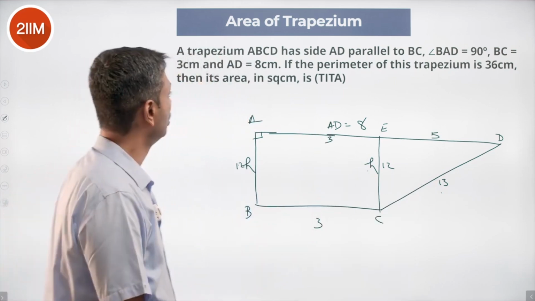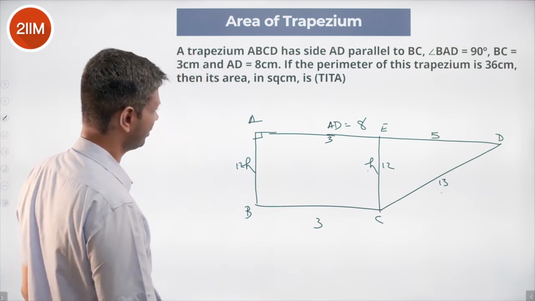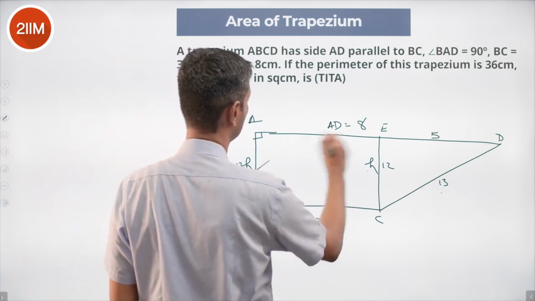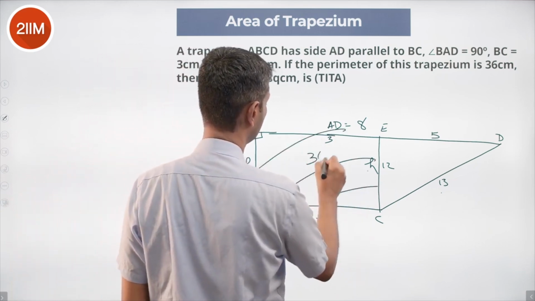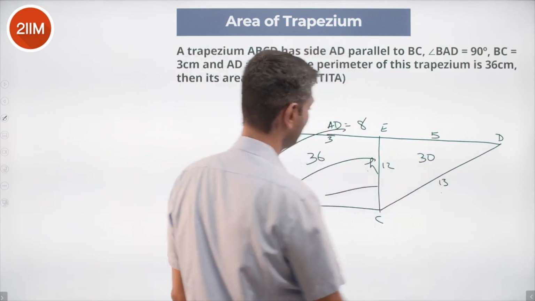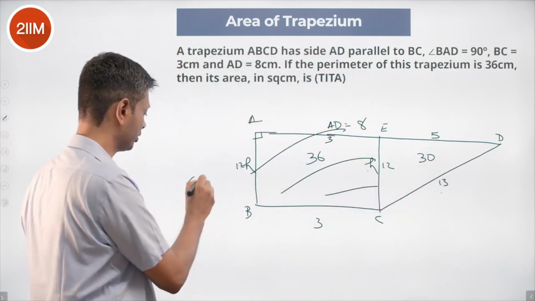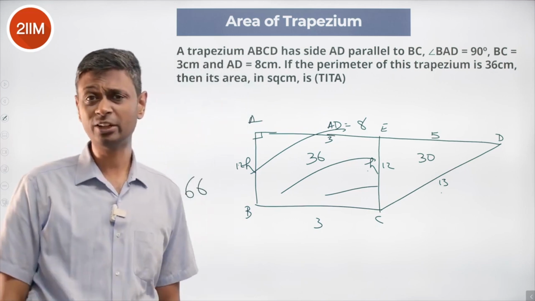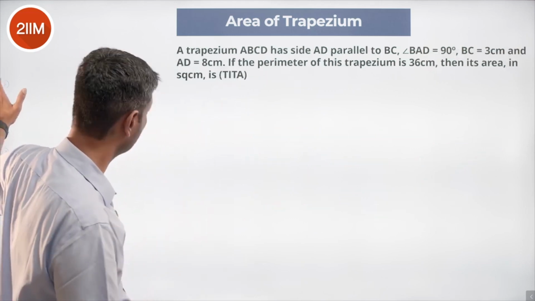We are through. What is the area in square centimeters? Area of this rectangle is 3 into 12, 36. This is half into 5 into 12, which is 30. 36 plus 30 is 66 square centimeters. Half into base into height, length into breadth. 66 square centimeters, we are through.